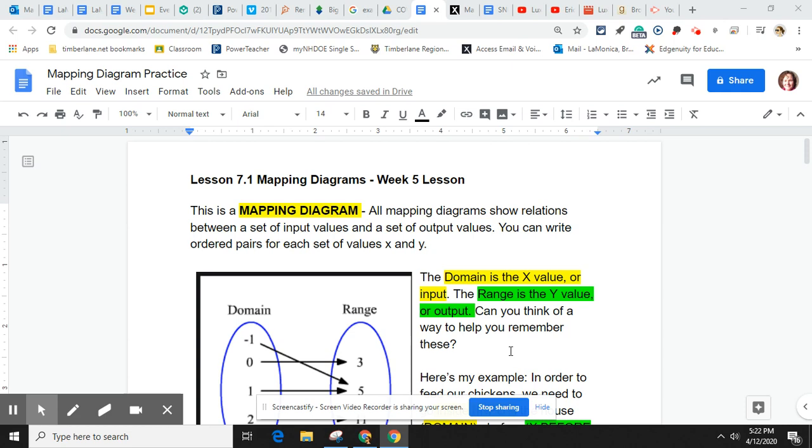This is a lesson about mapping diagrams, and the B classes are lucky because I'm going to actually go over it in person with you guys. But the A guys, you have to wait till Tuesday, and I have to submit this by Monday.